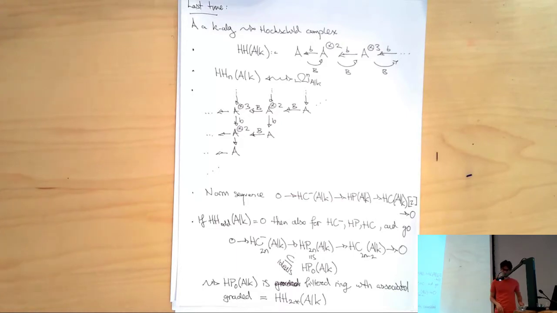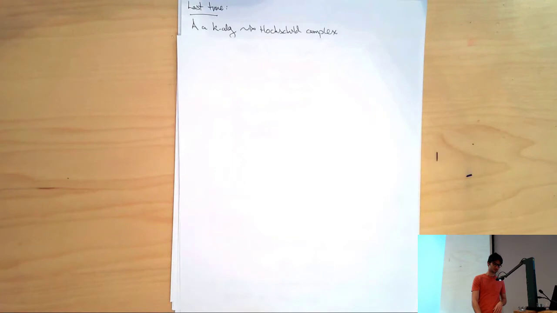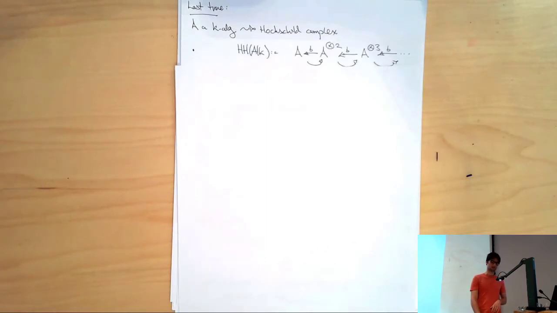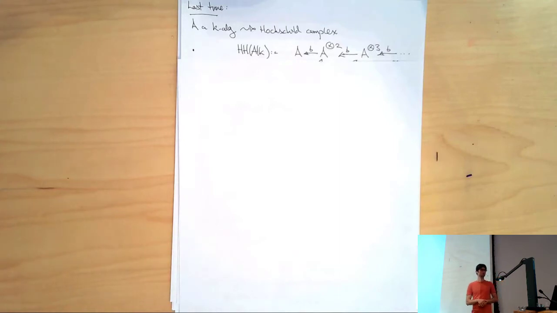So I just wanted to start by giving a quick overview of what we did last time so that you know what you need to remember for today's talk and what you can safely forget. So we had some algebra A over some commutative base ring K, and we associated to that this so-called Hochschild complex. So this was initially some simple chain complex.